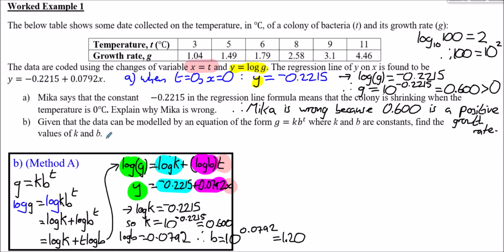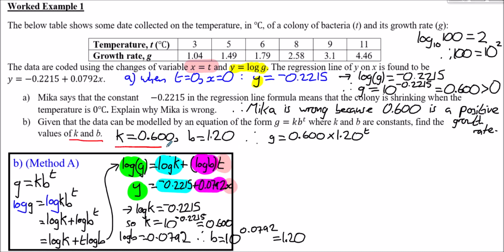So therefore, for part B, we can say that k equals 0.600, b equals 1.20. So therefore g, the relationship we're after, is 0.600 multiplied by 1.20 to the power t. Ultimately, we just need to find what k and b are. We have done that. K is 0.600 and b is 1.20.